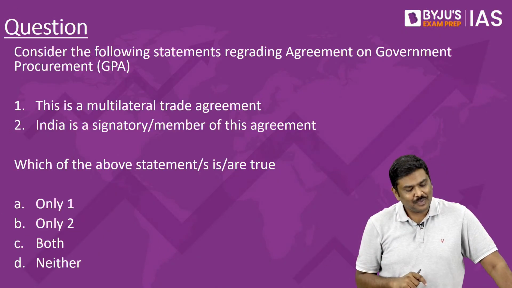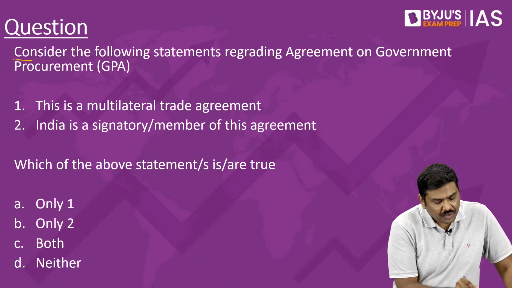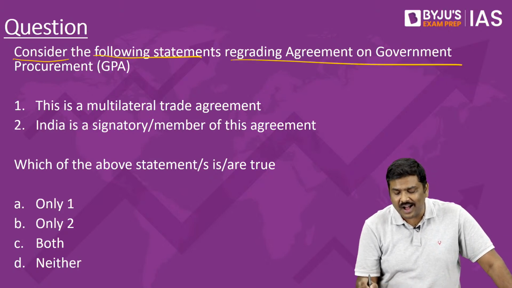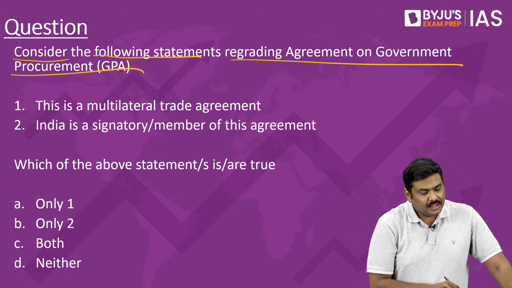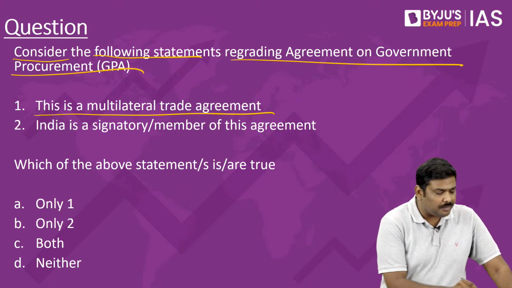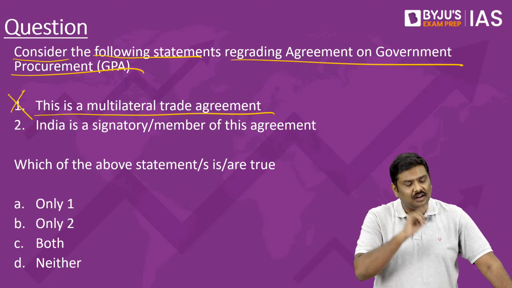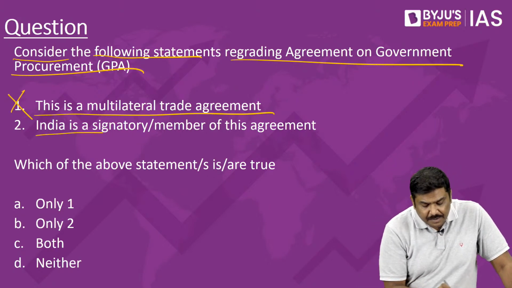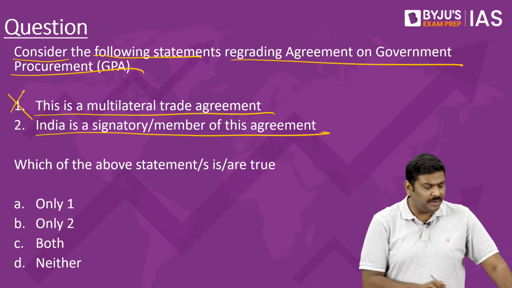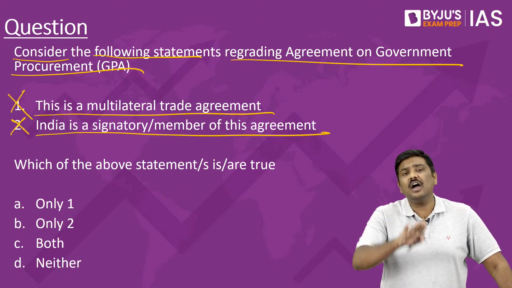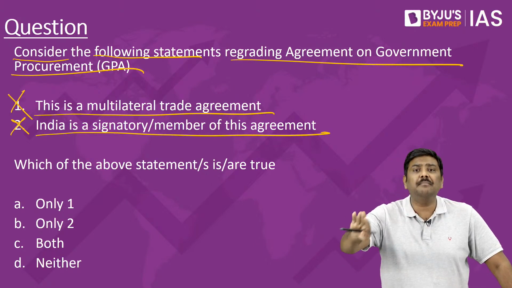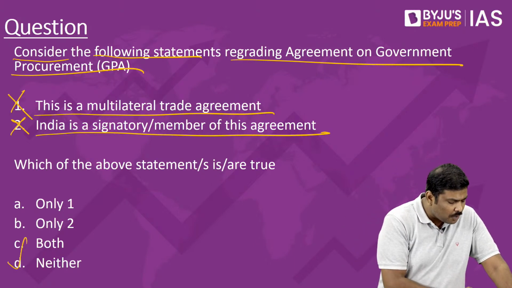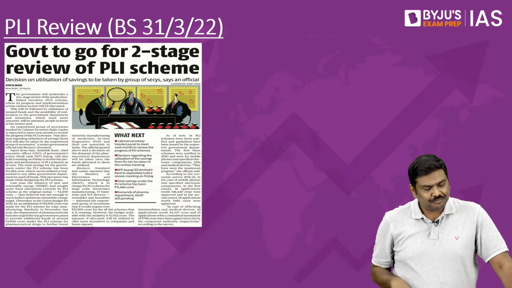Done? Now based on this I have given a question. Consider the following statements regarding the agreement on government procurement. This is a multilateral trade agreement. No, it is a plurilateral trade agreement. India is a member, signatory of this agreement. No, it is just having an observer status. It is not a member of this particular agreement. The right option will be option D, neither.